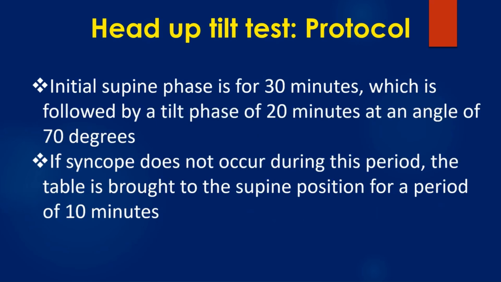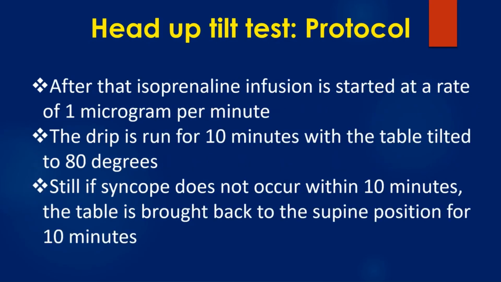Initial supine phase is for 30 minutes, which is followed by a tilt phase of 20 minutes at an angle of 70 degrees. If syncope does not occur during this period, the table is brought to the supine position for a period of 10 minutes. After that, isoprenaline infusion is started at a rate of 1 microgram per minute. The drip is run for 10 minutes with the table tilted at 80 degrees.